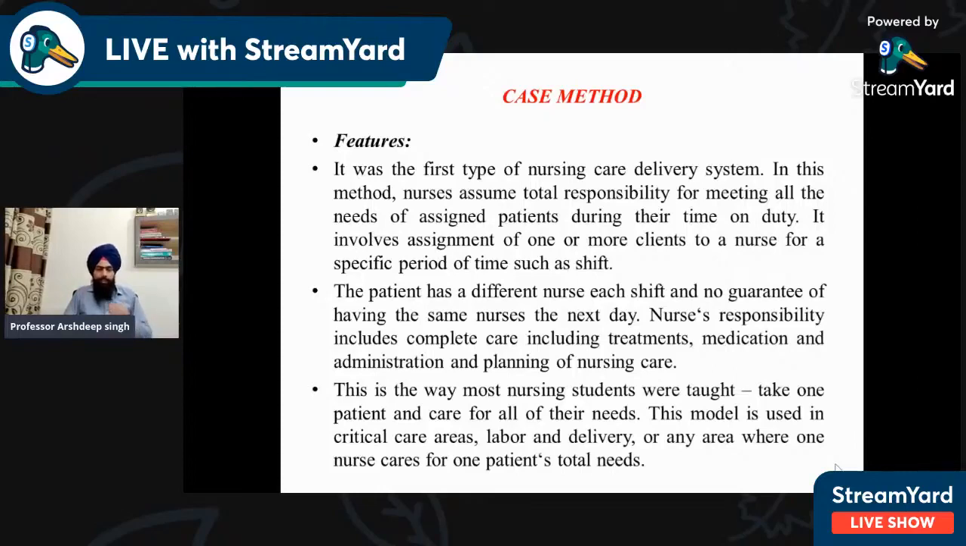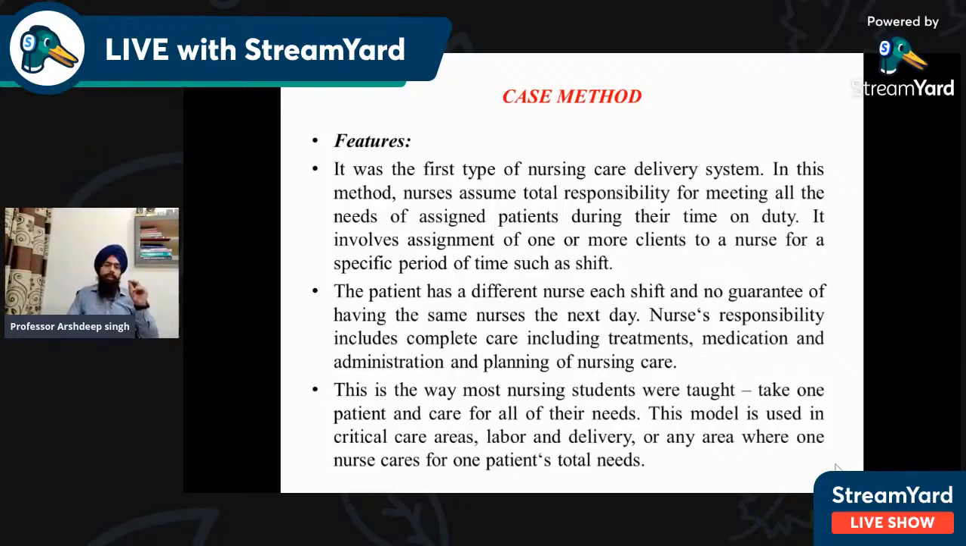Okay. It involves assignment of one or more clients to a nurse for a specific period of time, such as a shift. Okay, in a shift, one or two or more than two patients will be assigned to the nurse, and that nurse has to provide each and every care to those patients. Okay, so these are the cases that are to be assigned to the nurses. So that is the case method.